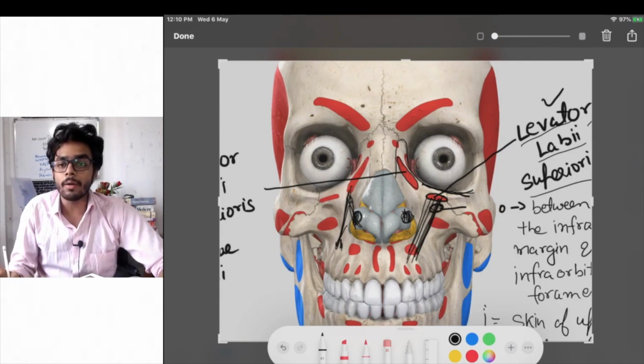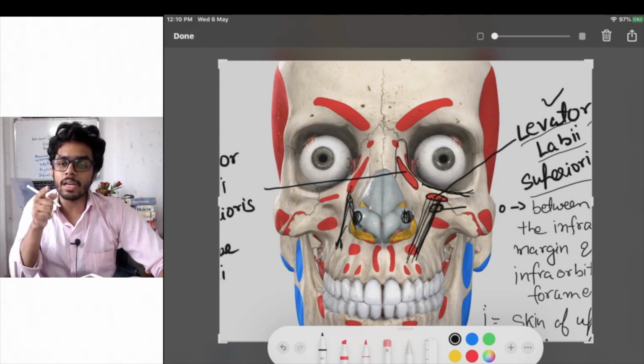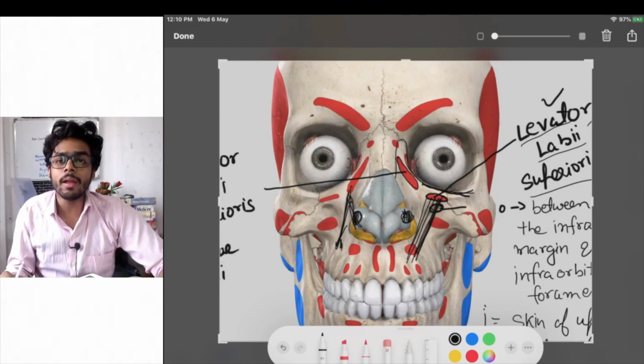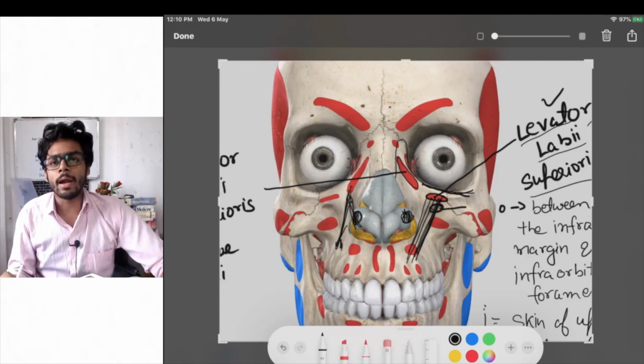Which part of the lip? Upper part of the lip, and this also helps in elevation of the upper lip. And since it is also inserting into the nose, it helps in flaring of the nose. What does the word flaring mean? Flaring is what you do when you have a cold and a watery nose. Then what you used to do? You used to do flaring. This is known as flaring of the nose, and this occurs due to which muscle? This is levator labii superioris alaeque nasi.